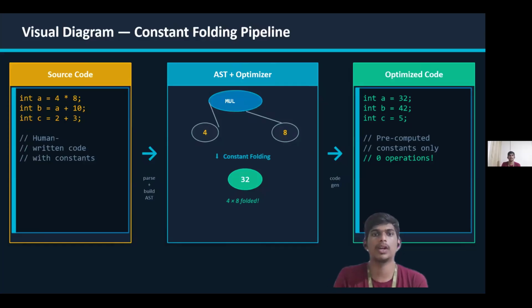And here we can see the visual diagram. Source code consists of A as 4 times 8, which is 32, and B is A plus 10, which is 42. And C is 2 plus 5. So here in the abstract syntax tree, we are performing for A a multiplication of 4 and 8. Here these nodes are 4 and 8. In constant folding, these get multiplied, and in the abstract syntax tree it becomes 32 as the only node.